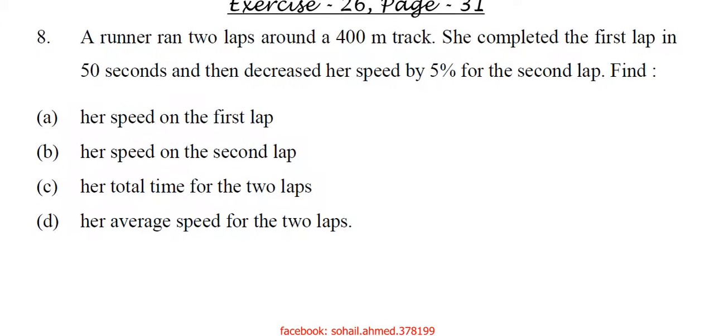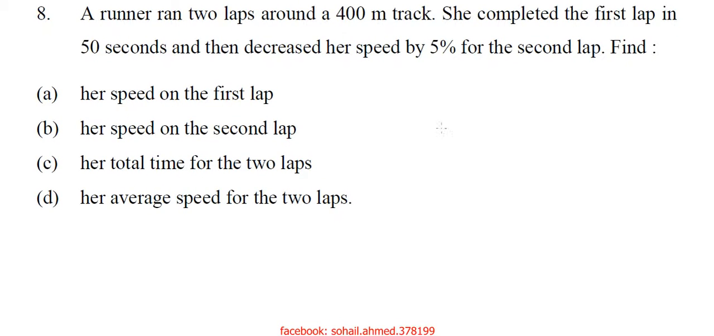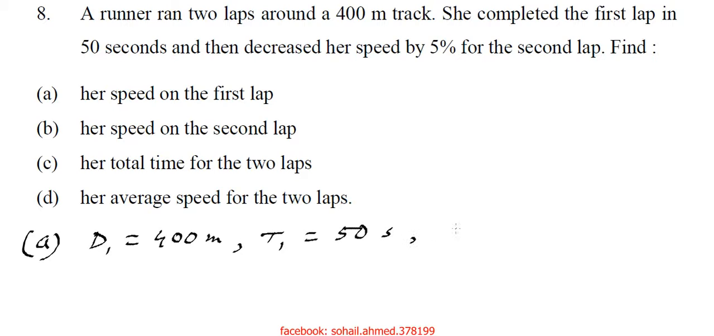So we can find the speed from distance and time. This is the distance for first lap. For second lap, the distance also 400 meter. Okay, so in part A, D1 is given 400 meter and time 1 is given 50 seconds. We have to find S1, speed for the first lap.